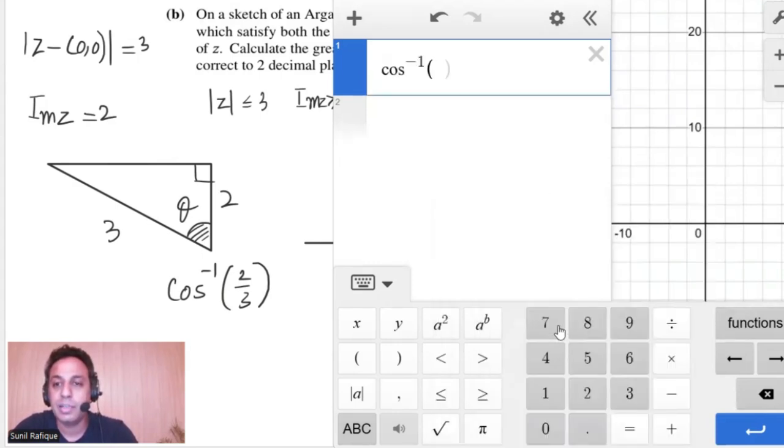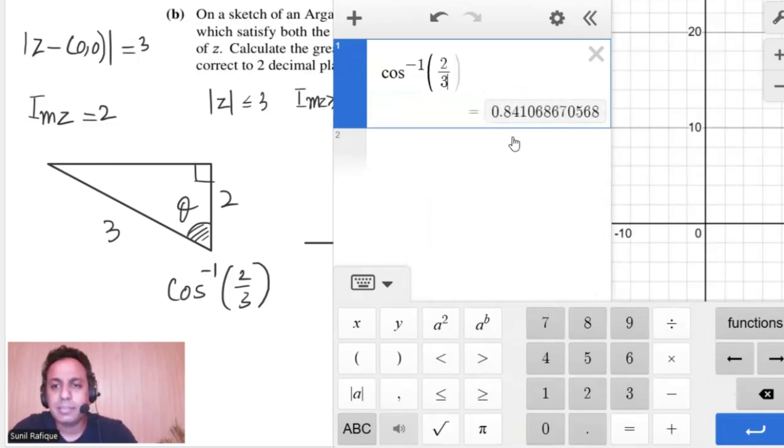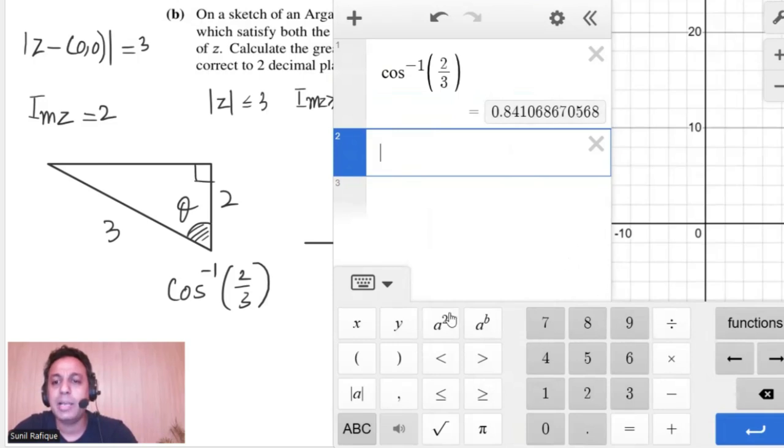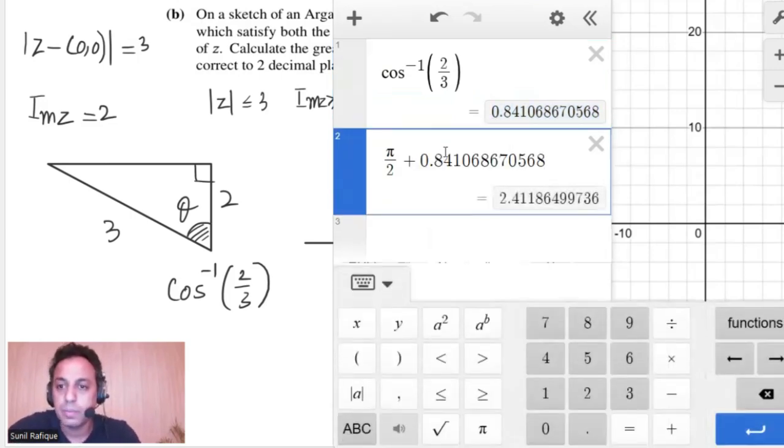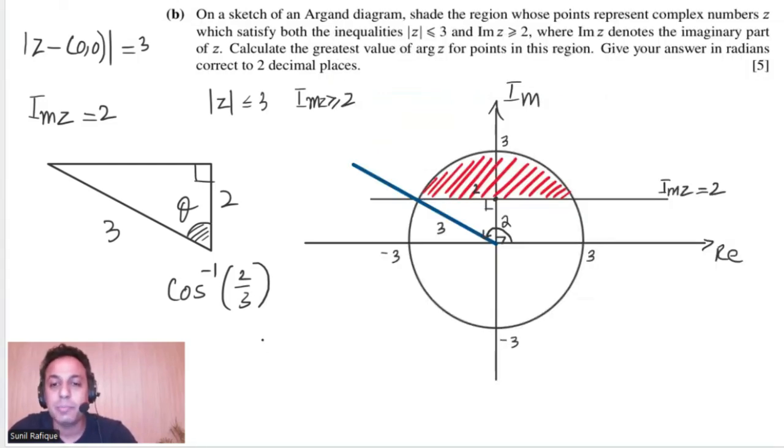So let's do cosine inverse of a2 over a3. So that's 0.84106, but I need to add pi over 2 as well, right? And plus, let me just, can I copy this answer? Yeah, I can copy this, Control C, and let's put it over here. So this is going to be 2.41. So if I needed 2 decimal places, the answer is going to be 2.41.